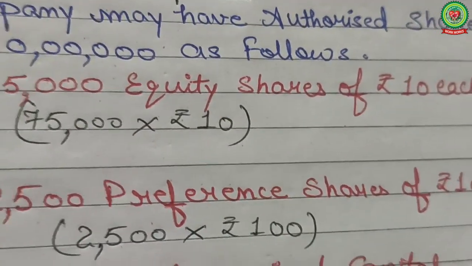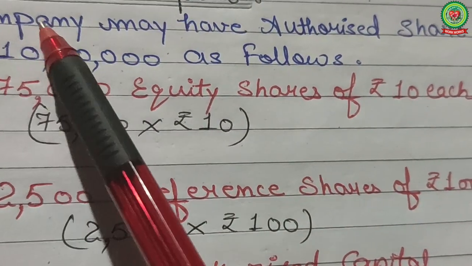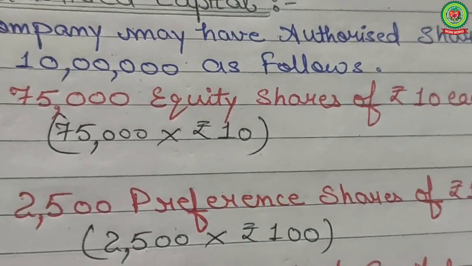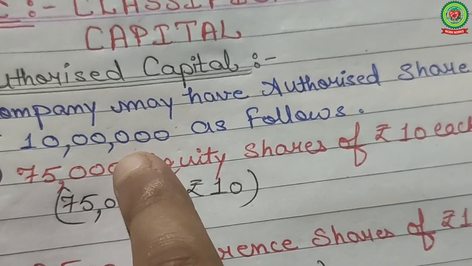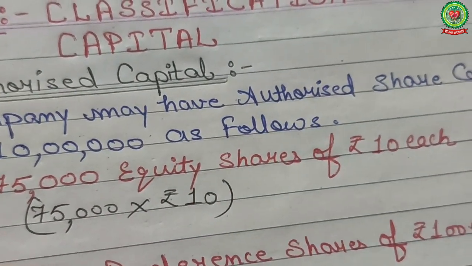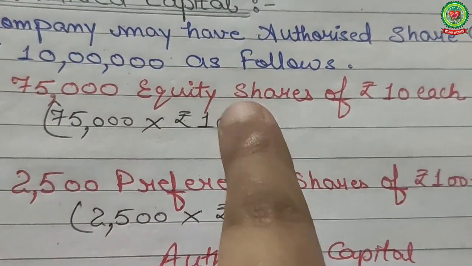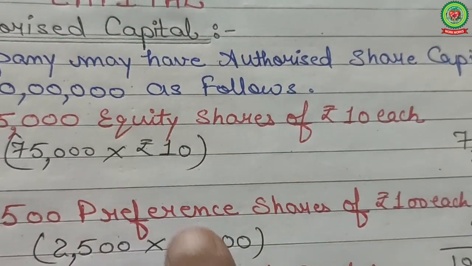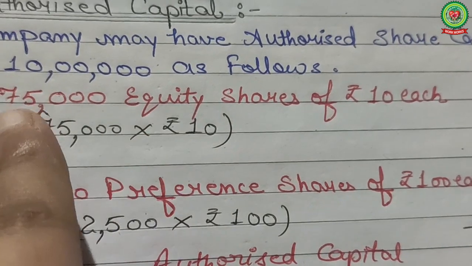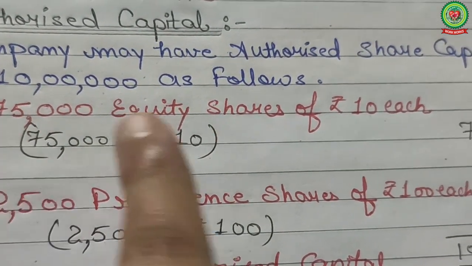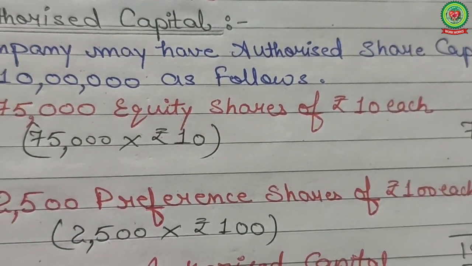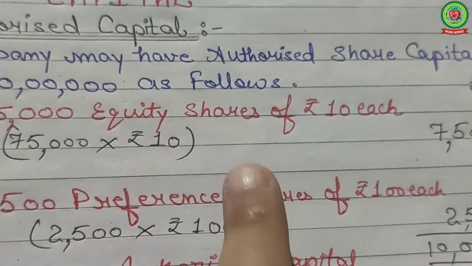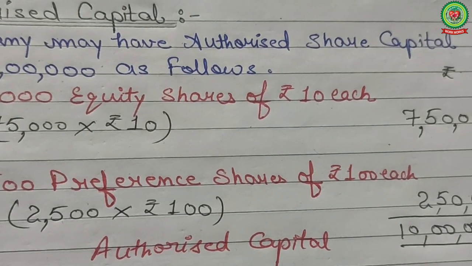Authorized capital. A company may have authorized capital of 10 lakh as follows. Okay, so first of all, you know that two types of shares are available under capital. One is equity shares, second is preference shares. So the first case is equity shares, 75,000 shares of 10 each. 75,000 multiplied by 10, total is 7,50,000 amount.